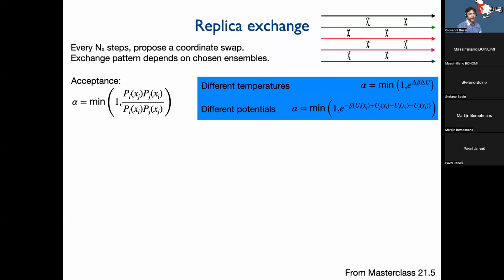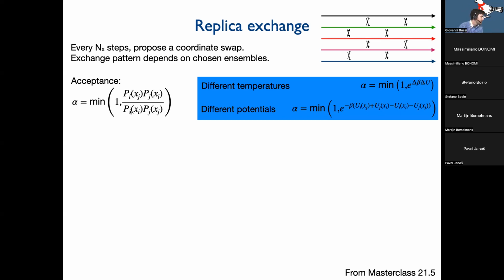So you have multiple replicas. They are typically simulated at different temperatures. As we will see, you can also simulate them using different potential energy functions. In both cases, the way you compute the acceptance is this one. Whenever you propose an exchange, you have to compute the probability of the swapped states. That requires you to know the probability of observing a given set of coordinates in the probability distribution corresponding to the neighboring replica.